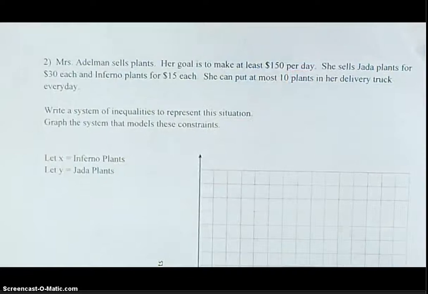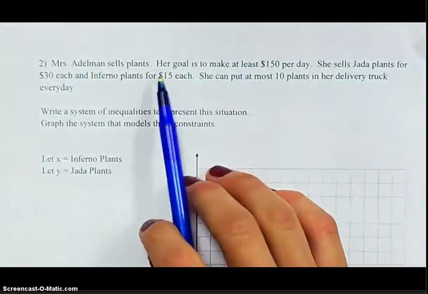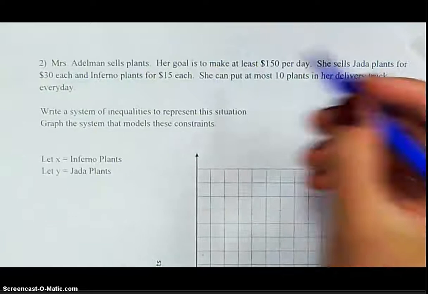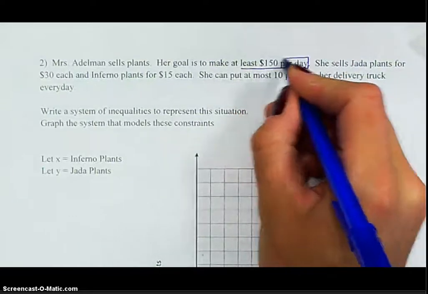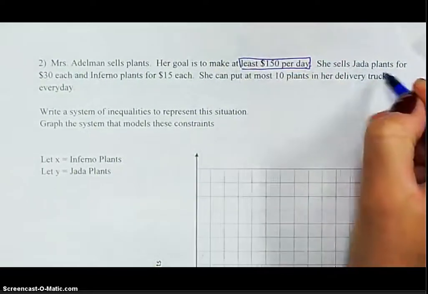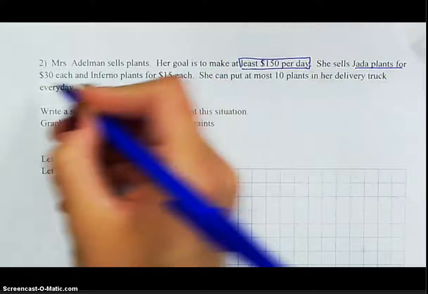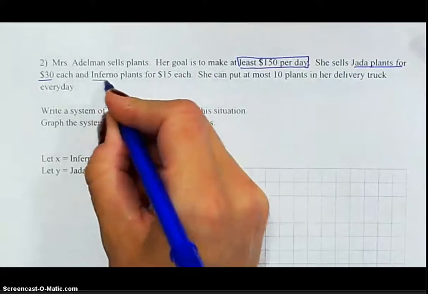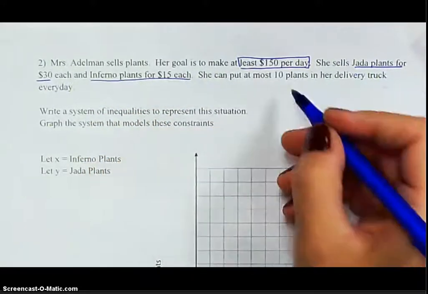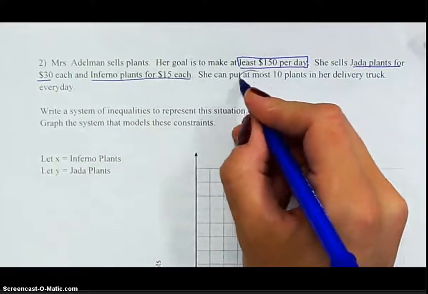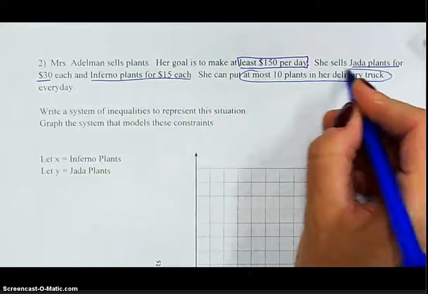Okay, so let's read for our important information that can help us. Her goal is to make at least $150 per day. She sells Jada plants for $30, Inferno plants for $15, and she can put at most 10 plants in her delivery truck.